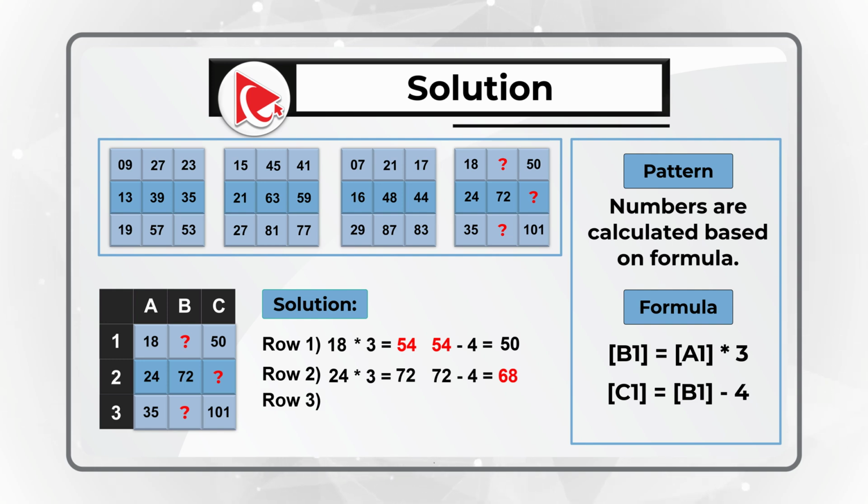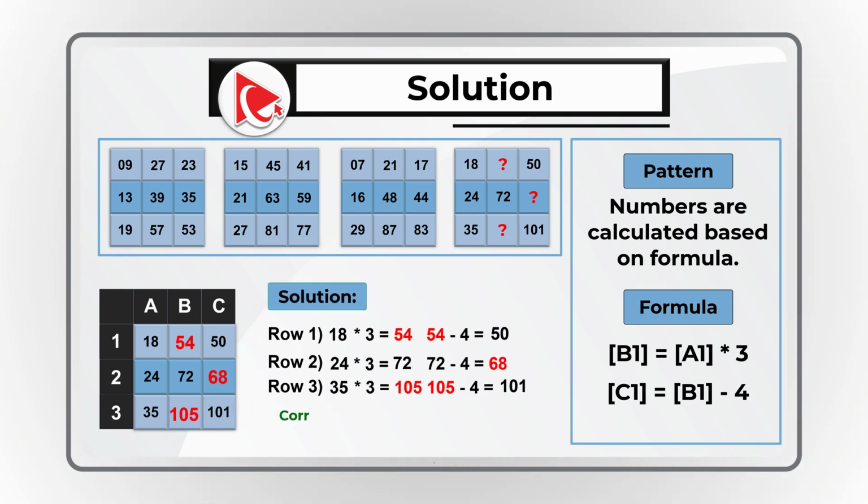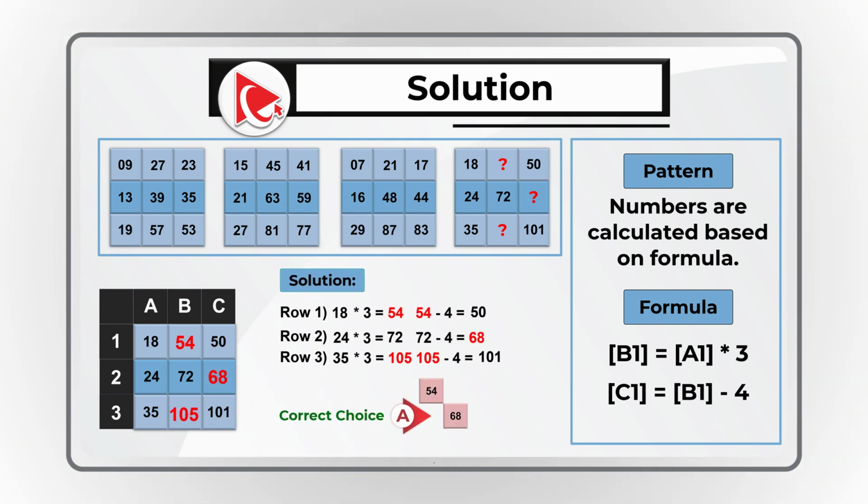And last but not least, row 3 is calculated as 35 multiplied by 3 equals 105, and 105 minus 4 equals 101. So the correct answer is choice A, 54, 68, and 105.